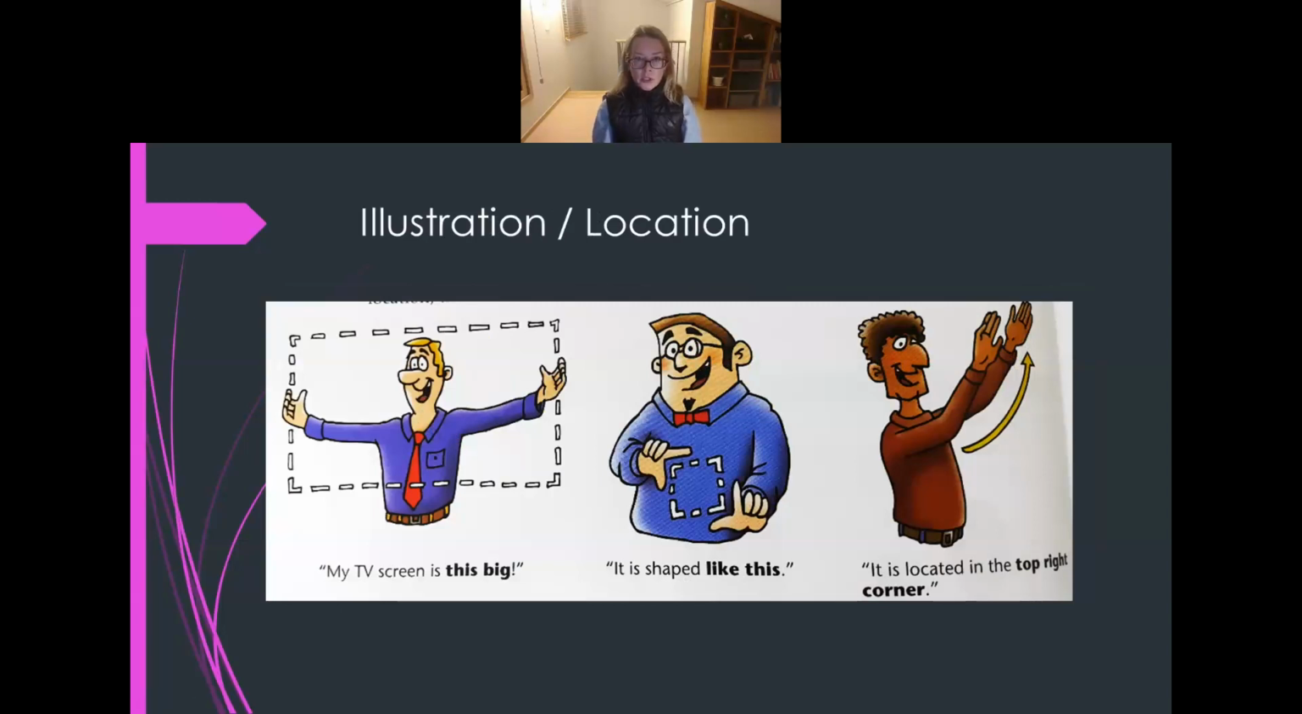Okay, next, illustration or location gestures. Here you've got this guy with his arms out: my TV screen is this big. Or over here, it's shaped like this. Or, I don't know, he's doing something like that, right? Over here, it's located in the top right corner.